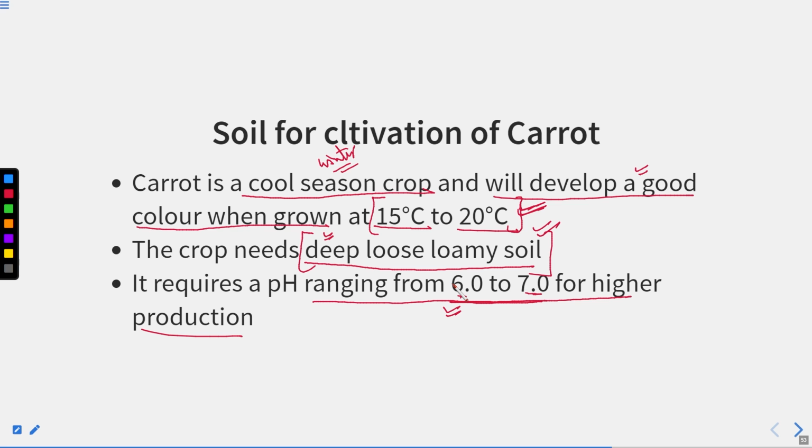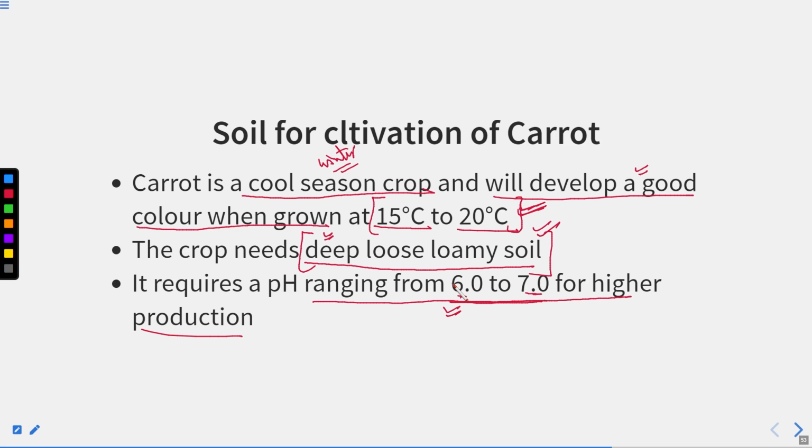So what are the things that are important? Carrot which is grown in the cool season, that is in the winter season, will develop a good color. So the color of the carrot depends upon what? It depends upon the temperature, and the range of temperature at which it is grown is 15 degrees centigrade to 20 degrees centigrade. The crop needs deep, loose, loamy soil. The type of soil that is required for the growth of the carrot is deep, loose, loamy soil.